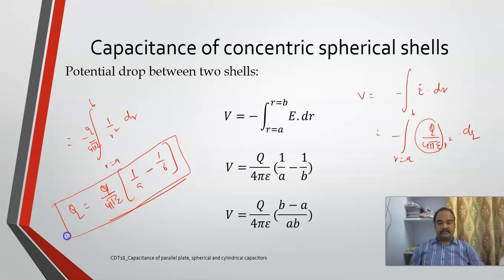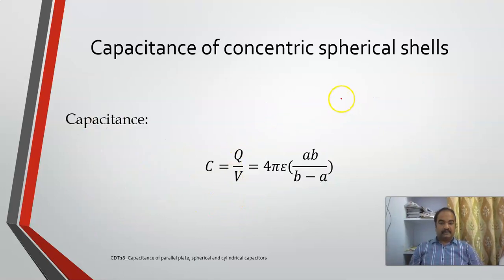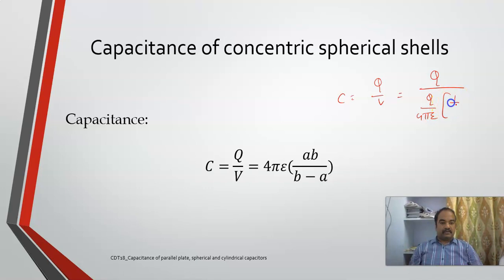This is my expression for voltage between these two spheres. Now I already have Q and I have V. So what is the capacitance? Capacitance is equal to Q by V, which is Q by 4 pi epsilon, what I have got? 1 by a minus 1 by b, right?